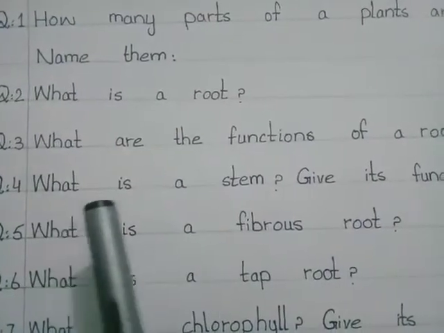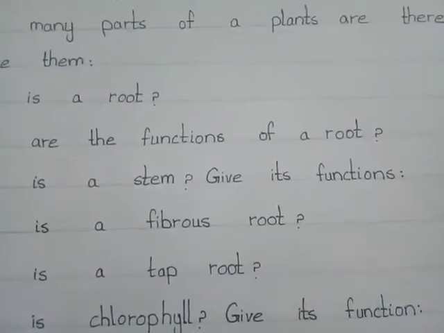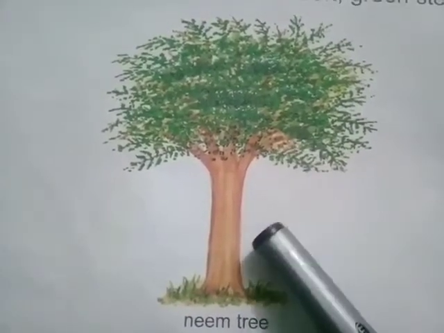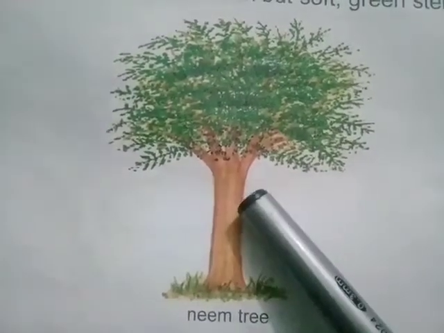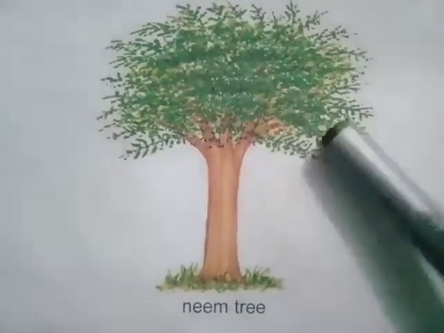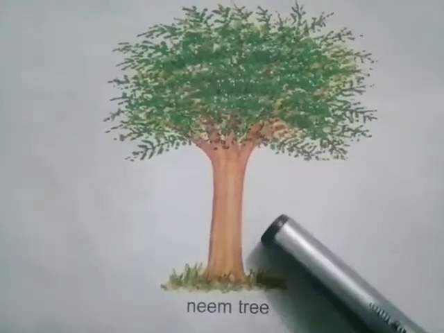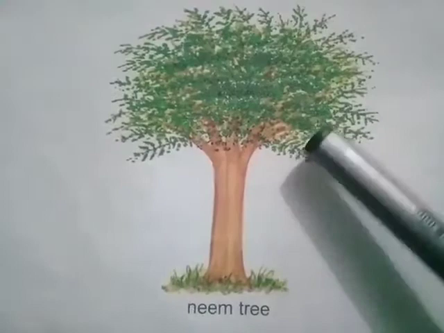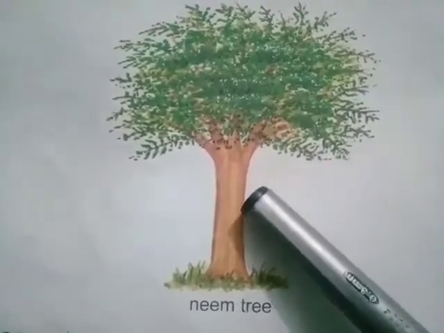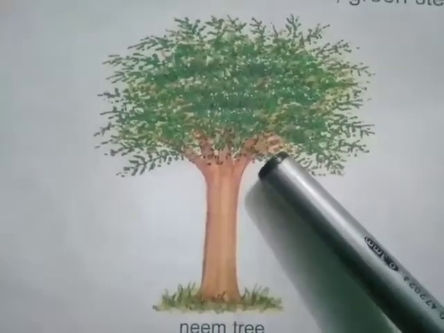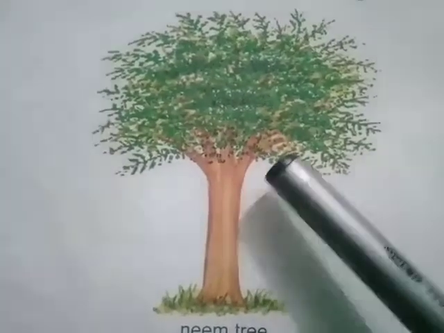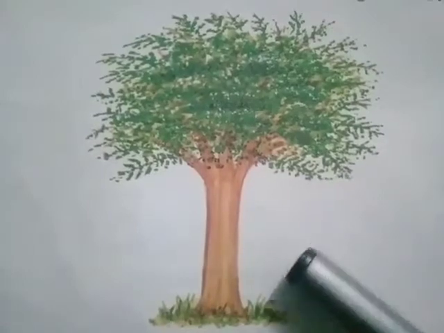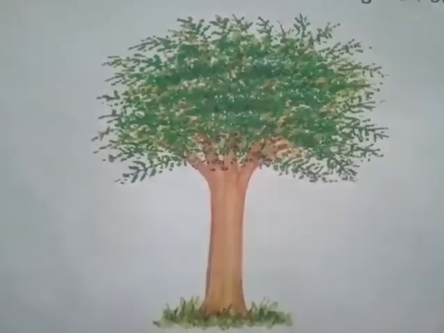Question number 4 is, what is a stem? Give its functions. Look in this picture. Stem is a part of a plant that grows above the ground. All plants have stems. The stem is the main part of the shoot. It is mostly upright. Branches, leaves and buds grow on it. Trees usually have hard, woody, strong stems. And these stems are covered with a thick bark.